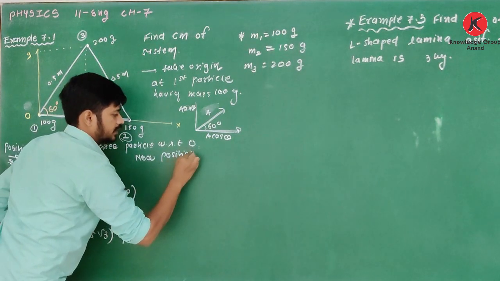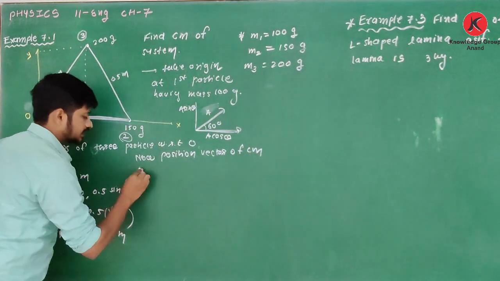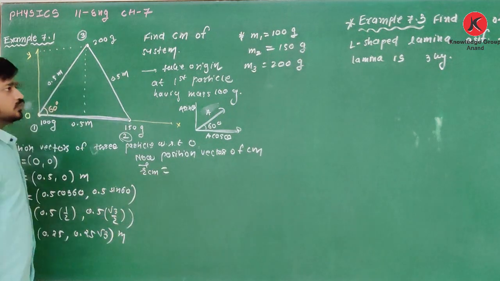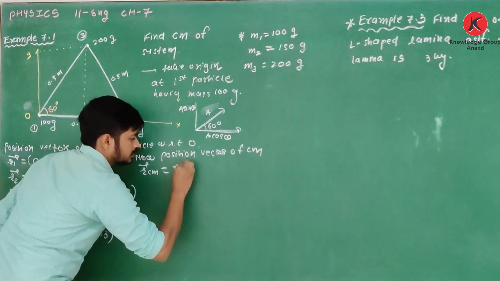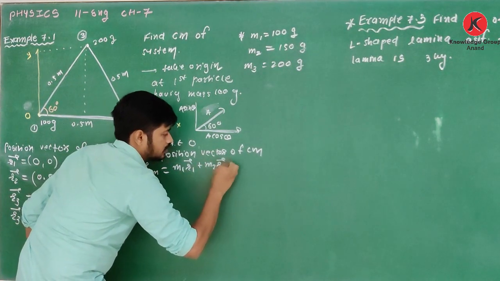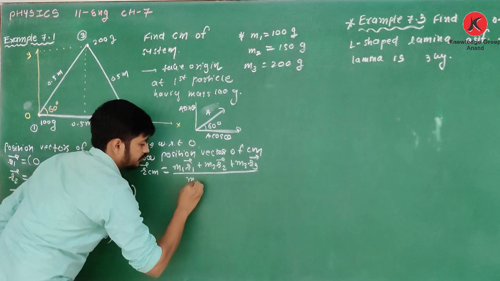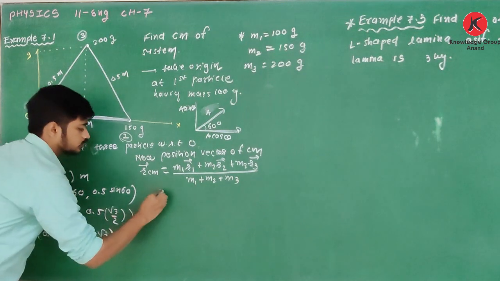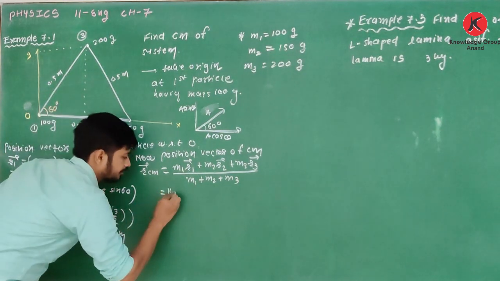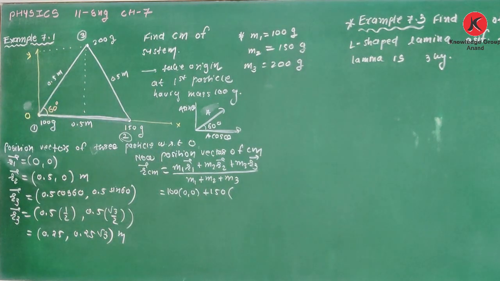Now the position vector of center of mass. That is, R center of mass is equal to M1 R1 plus M2 R2 plus M3 R3 divided by M1 plus M2 plus M3. Simple. Okay. It is equal to M1, it is 100. What is R1? 0, 0. M2 it is 150. What is R2? R2 it is 0.50.